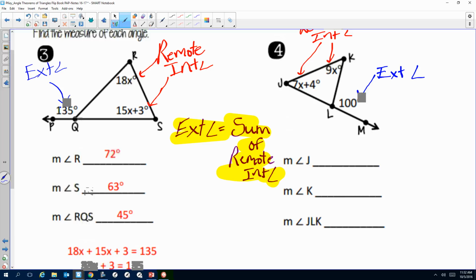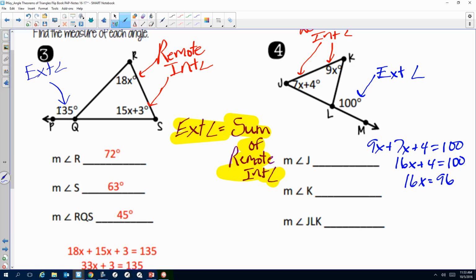All right, so we need an equation to solve for x. Who has an equation to solve for x? 9x plus 7x plus 4 equals 100. Okay. Or we can simplify that equation to 16x equals 96. Okay. So there's our equation. What's the value of x now? Value of x is 6.